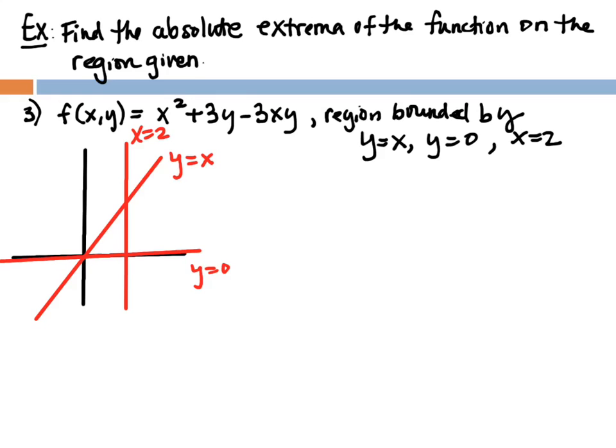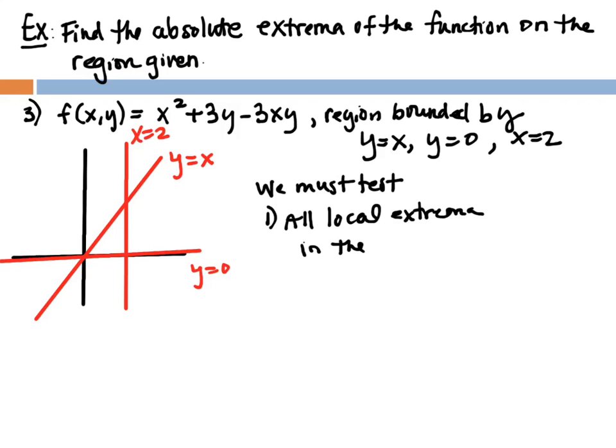All right? So we have to test those local extreme points. So let me write down a few things here about what we must test. So we must test, number 1, all local extrema in the region. For the purposes of this description, I don't care if there's a maximum outside of this picture. That's not the point. I'm not allowed to go there. I'm supposed to be staying within the triangle, okay?